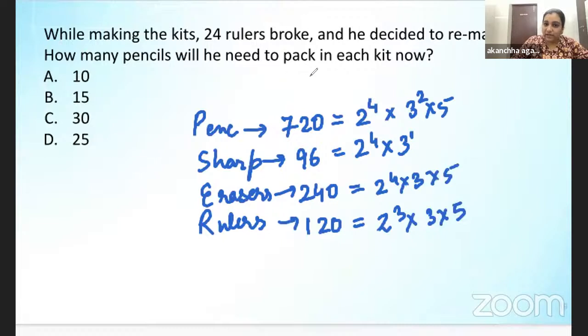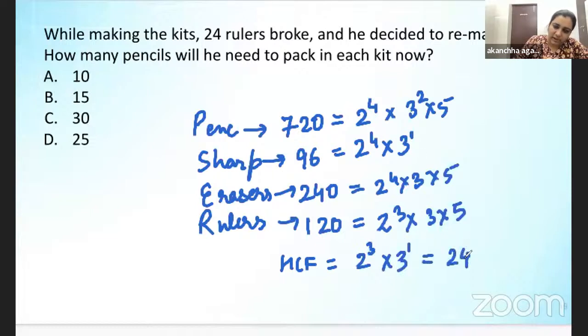How many pencils will he need to pack in each kit now? So we'll have to go for the what? First we'll find the HCF. So what is the HCF? That is the only common factor, which is 2 and 3. The lowest power of these, which is 3 and 1. So it comes out to be 24. So it means that he will be able to make 24 kits now.